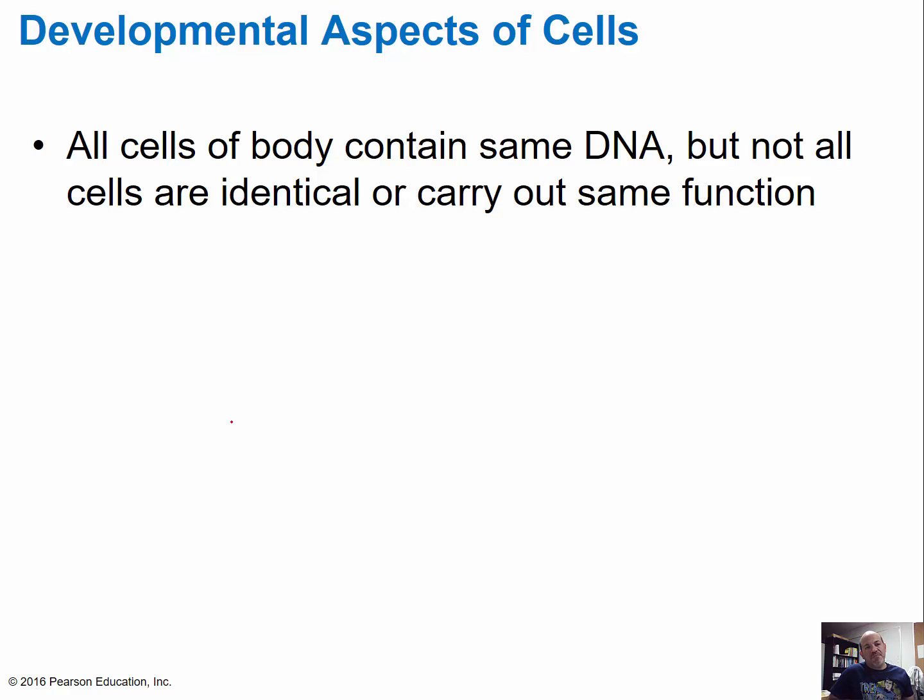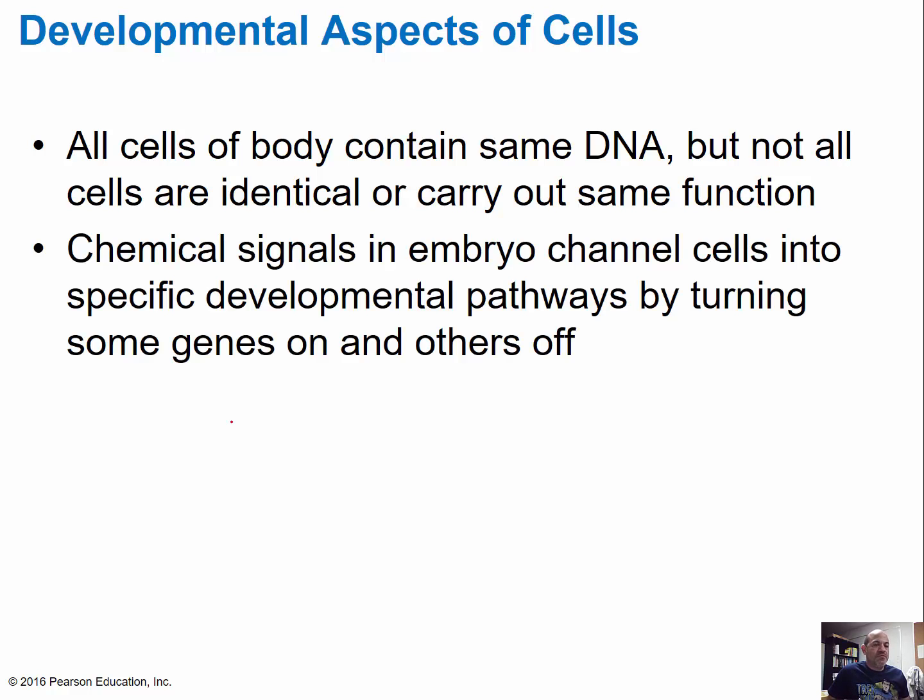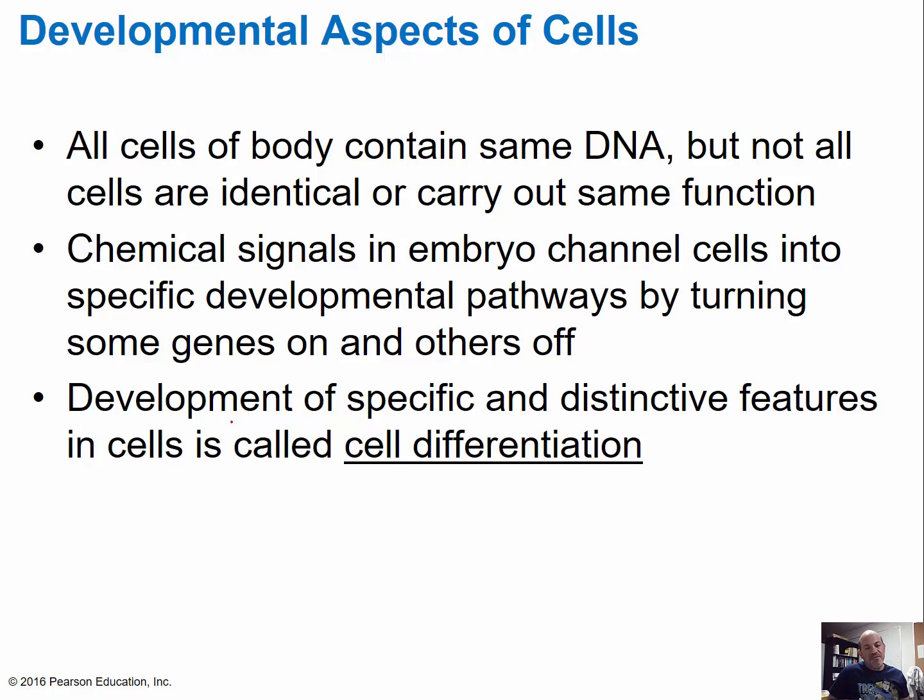So all cells of the body contain the same DNA, but not all cells are identical or carry out the same function. Chemical signals in the embryo channel cells into specific developmental pathways by turning some genes on and others off. This process of development of specific distinctive features in cells is called cell differentiation.